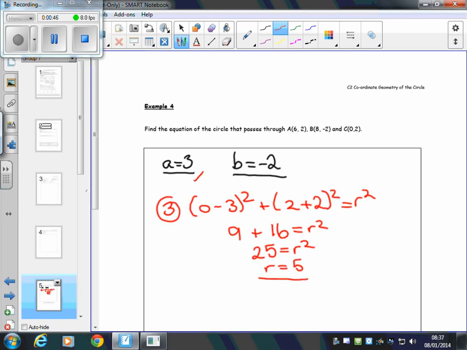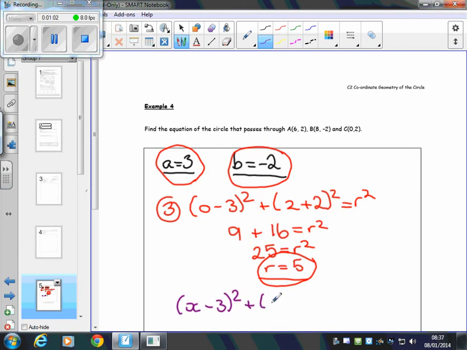So put in all three of these into the equation of a circle. We get x minus a, which is 3, squared, plus y minus b, which is minus minus 2, so that becomes plus 2 squared, equals r squared. So 5 squared gives us 25. So this is the equation of our circle.